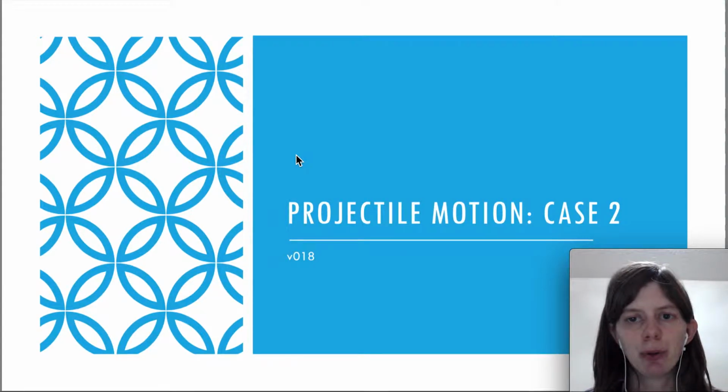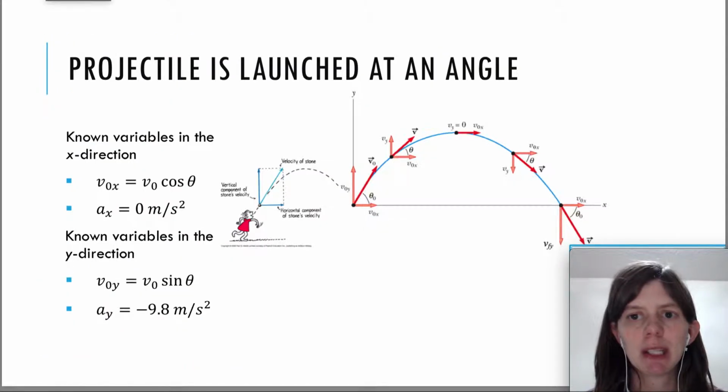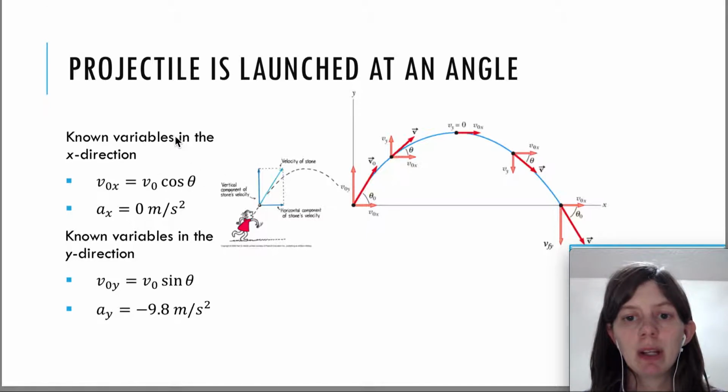In this video, I'm going to go over the second case of projectile motion. We just went over the first case in the previous video. The second case of projectile motion is your projectile is launched at an angle instead of horizontally. This is going to be very similar to the previous case. The only difference is that now that you are launched at an angle, that initial velocity has an x and a y component.